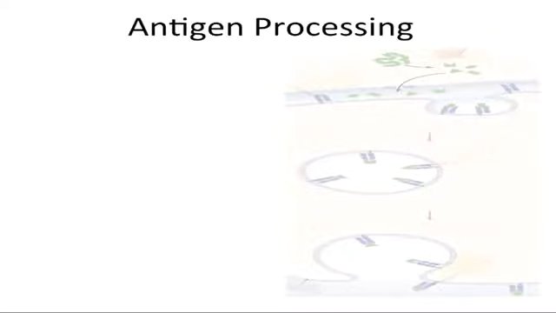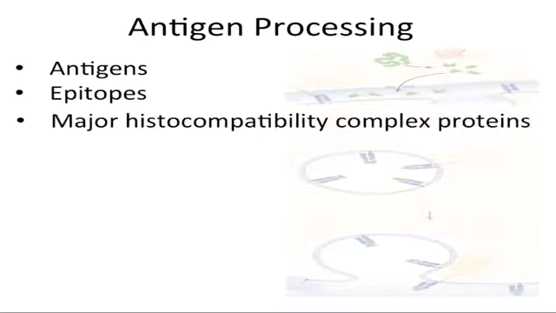In this video, we will look at how protein antigens are processed to allow for adaptive immune responses. I will describe antigens, epitopes, and two types of major histocompatibility complex proteins.